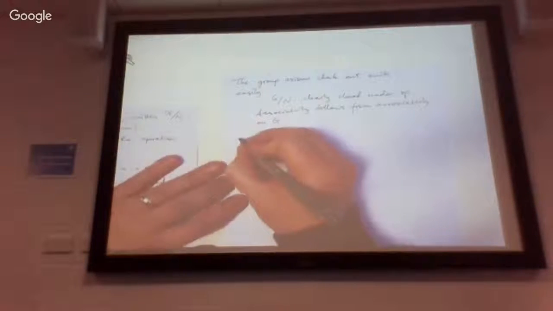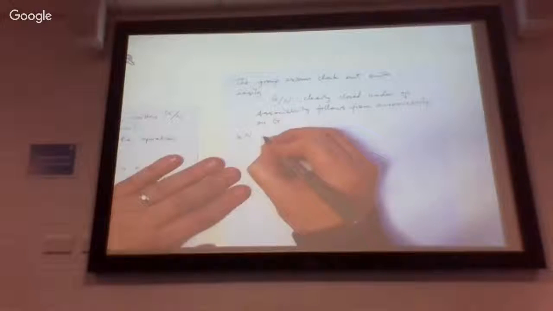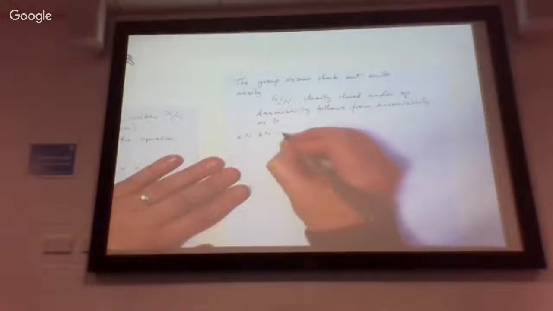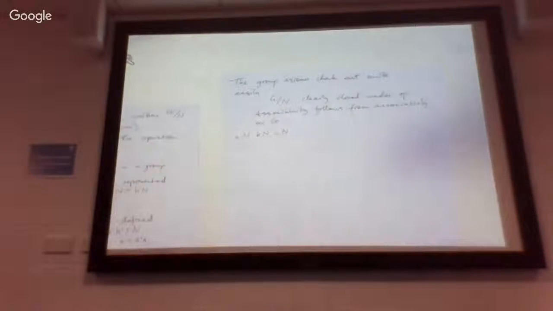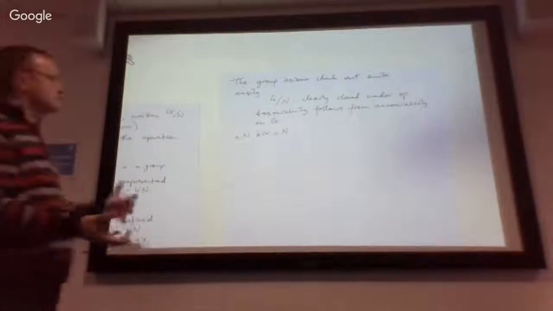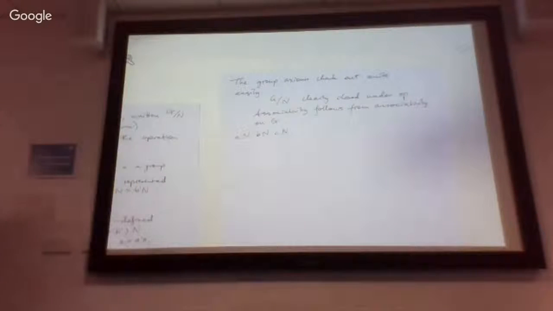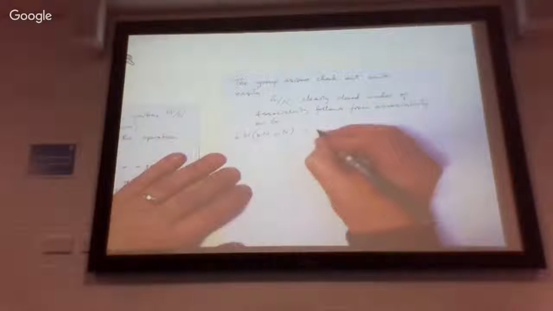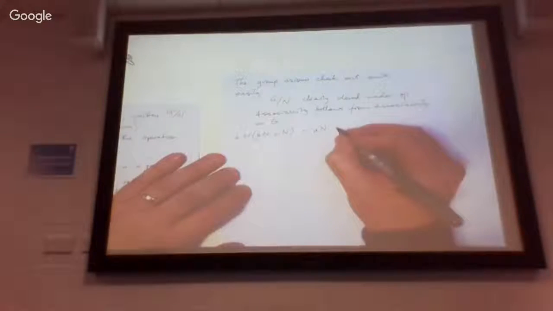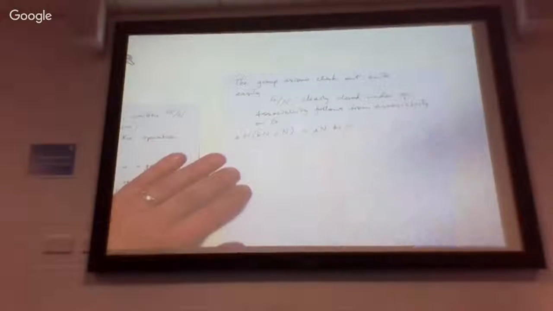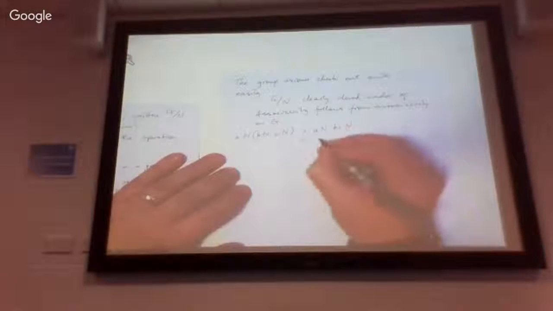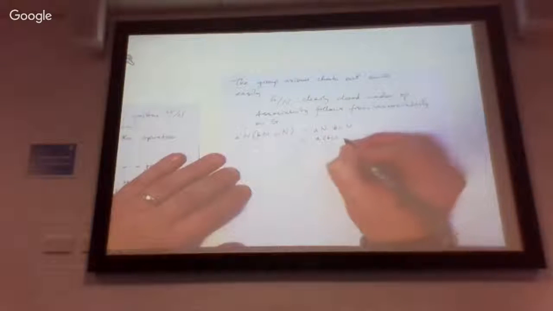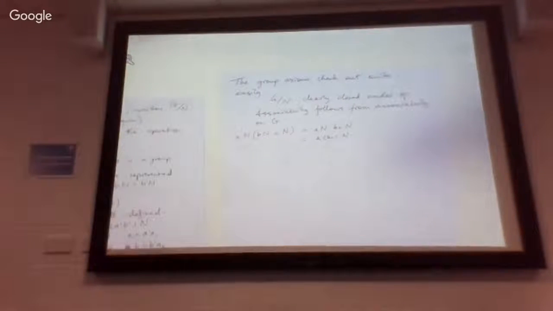Let's just look at that. What associativity means: if you have aN times bN times cN, let's bracket it up one way, like this. By definition, this is the coset aN times the coset bcN. And by definition, that is the element a(bc)N.